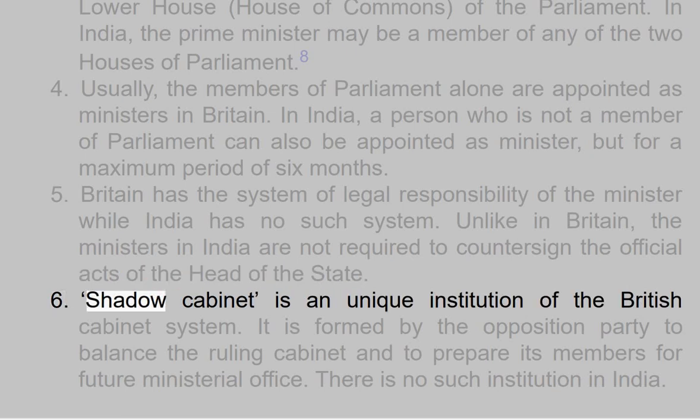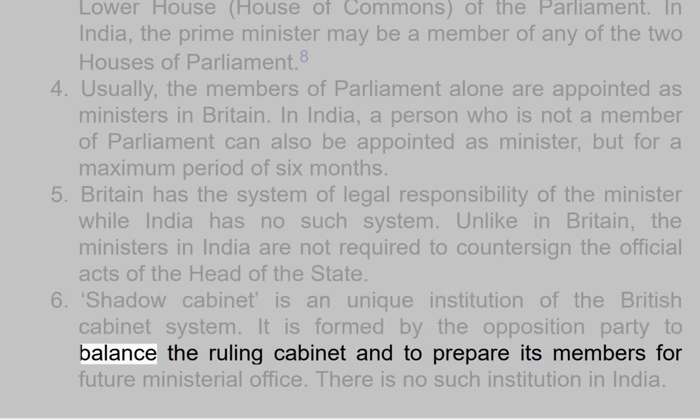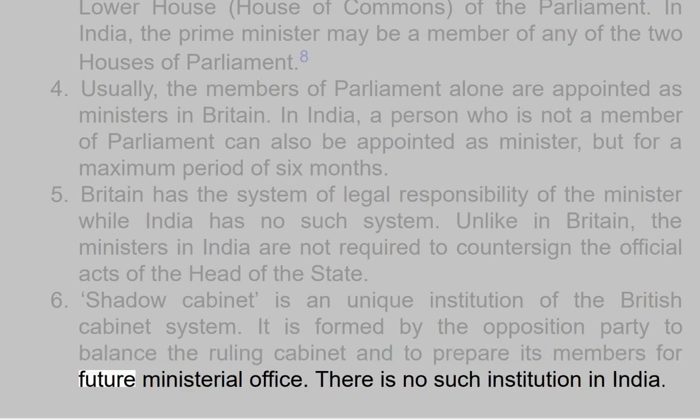6. Shadow cabinet is a unique institution of the British cabinet system. It is formed by the opposition party to balance the ruling cabinet and to prepare its members for future ministerial office. There is no such institution in India.